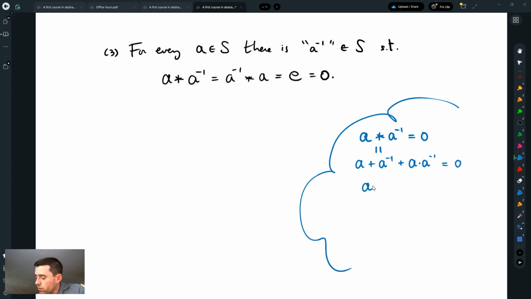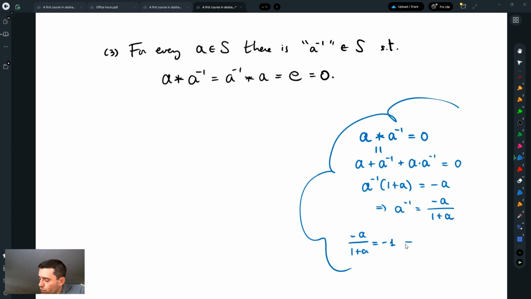So I can take a common factor of A inverse on this side, and that gives me 1 plus A, and bring this A to the other side. So A inverse has to be minus A divided by 1 plus A. Now, A is not minus 1, so that denominator is non-zero. That's good. But what if minus A over 1 plus A was minus 1? Then that would not be part of S, and I would be in trouble.